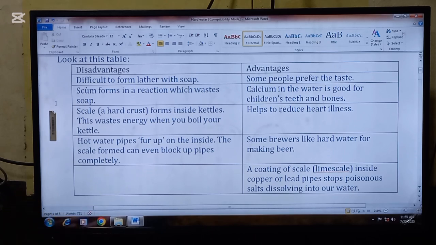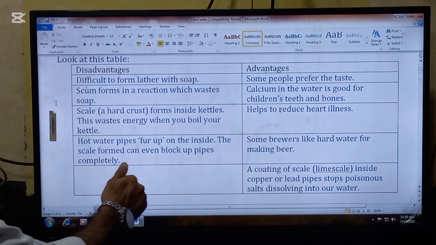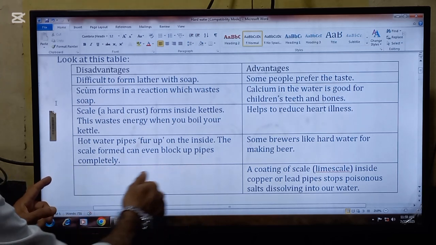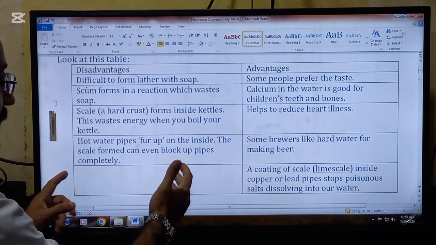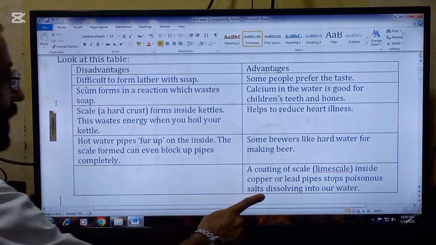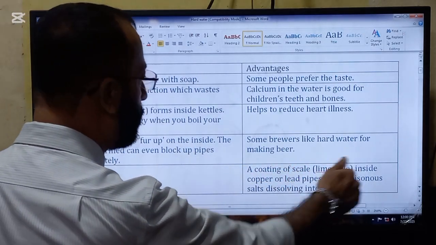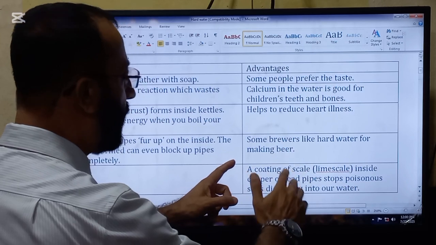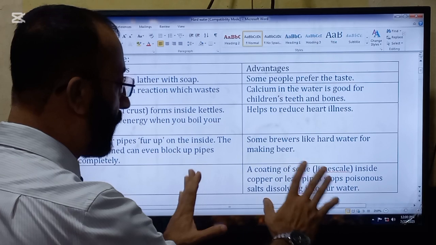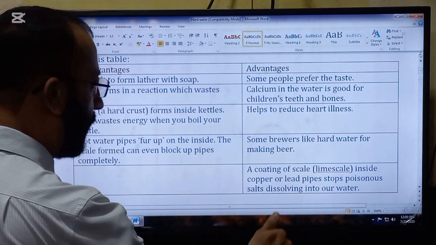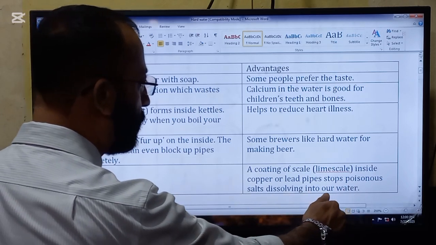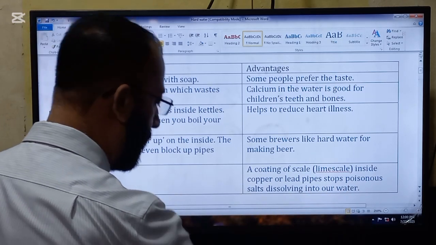The disadvantage is that hot water pipes fur up on the inside. The scale formed can even block up pipes completely. So that may be dangerous. The pipes may be blown up. But the advantage is that some brewers like hard water for making beers. They say that beer made using hard water is of very good taste. And another advantage is that the coating of scale, lime scale, inside copper or lead pipes stops poisonous salts dissolving into our water.